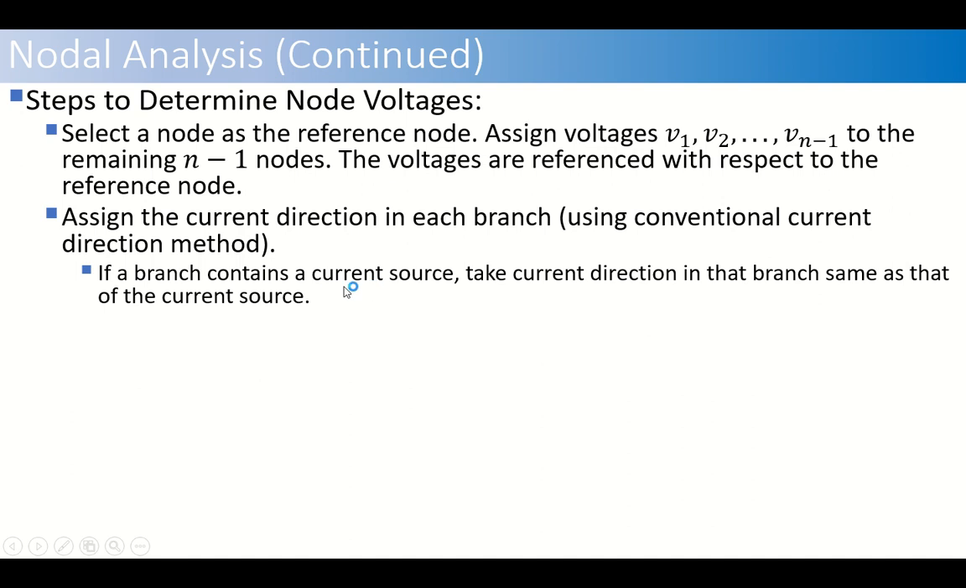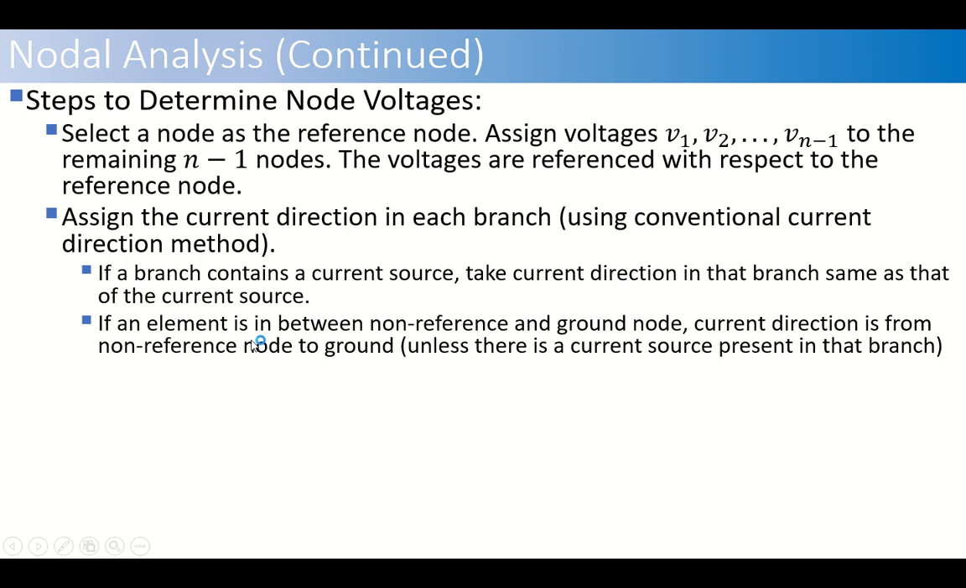Since in a current source we are already given the direction of the current, we can take the current direction in that branch as the direction of the current source. If an element is in between a non-reference node and the ground node, the current direction is from the non-reference node to ground, unless there is a current source present in that particular branch. So if a particular branch is in between a non-reference and a reference node, we can take the direction from the non-reference to the reference node.